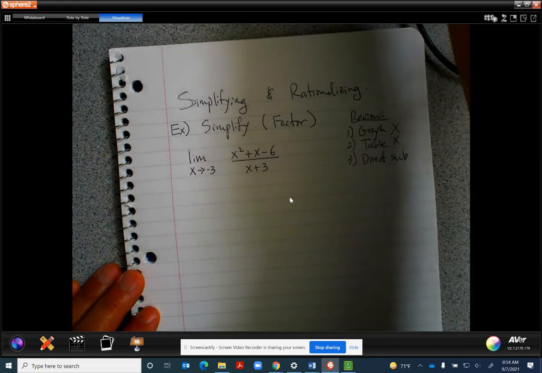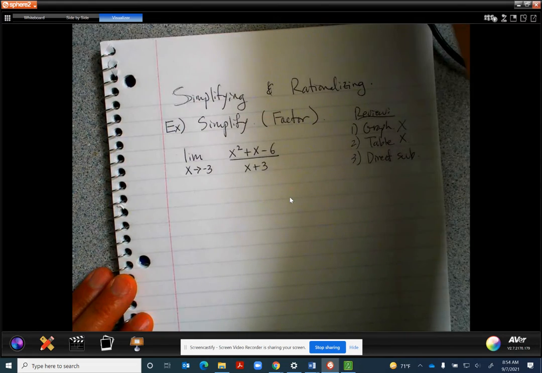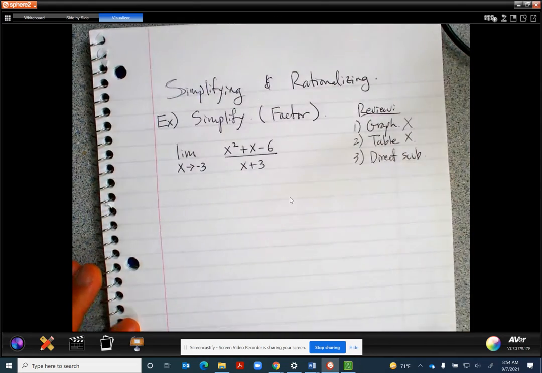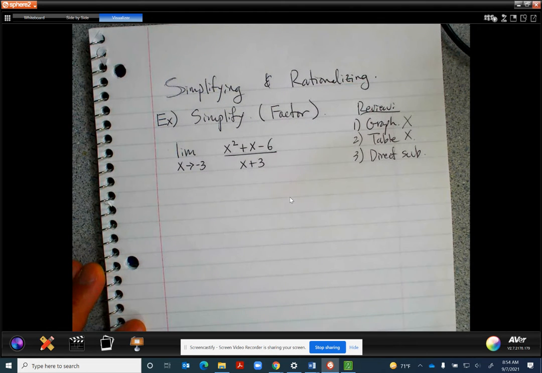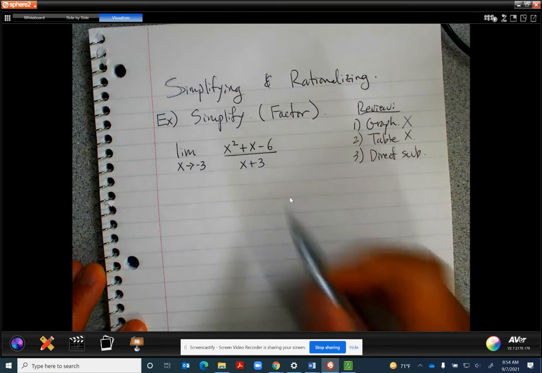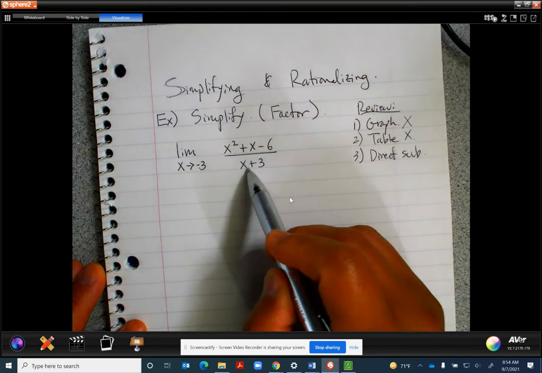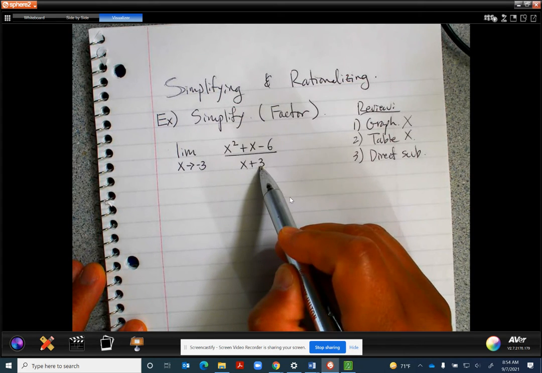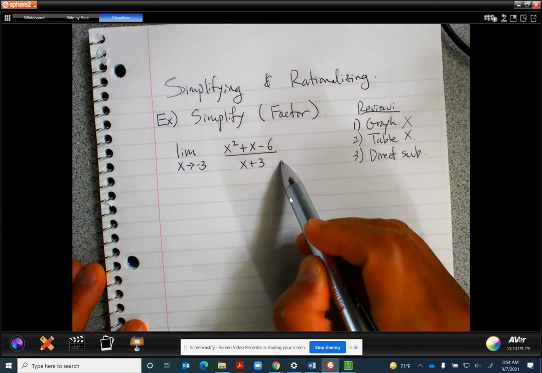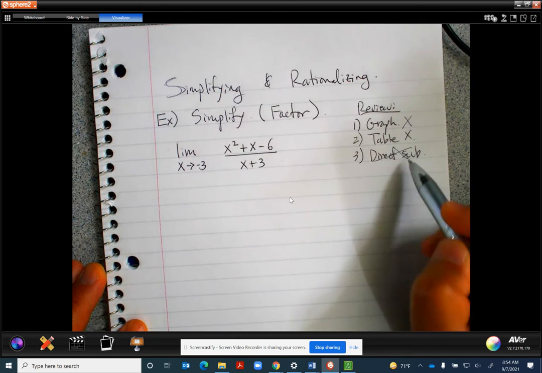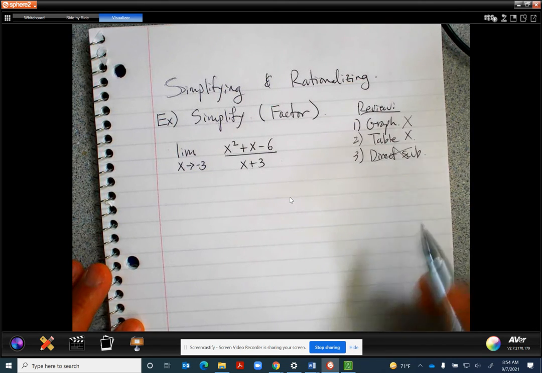So let's think about it. Can we use direct substitution for this one? Is it possible? What do you think, guys? Okay, some people say no. Why is it no? Because what happens when you plug in -3 into the denominator? Isn't that -3 plus 3, which will give you 0? So that's no good. Direct substitution is no good for now.